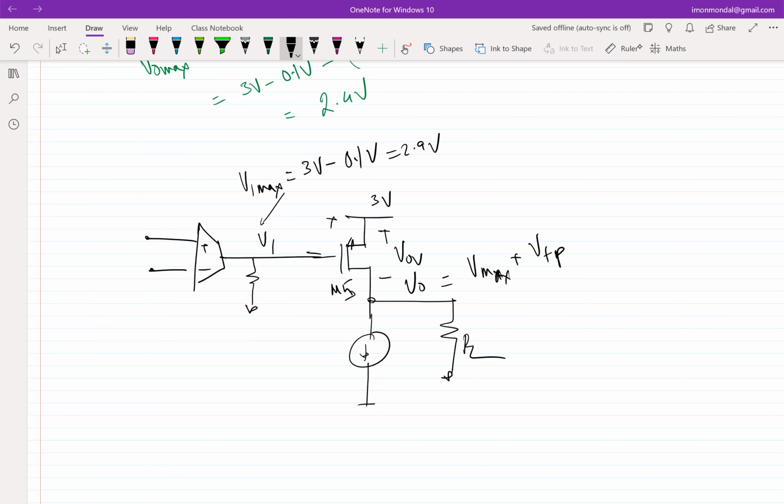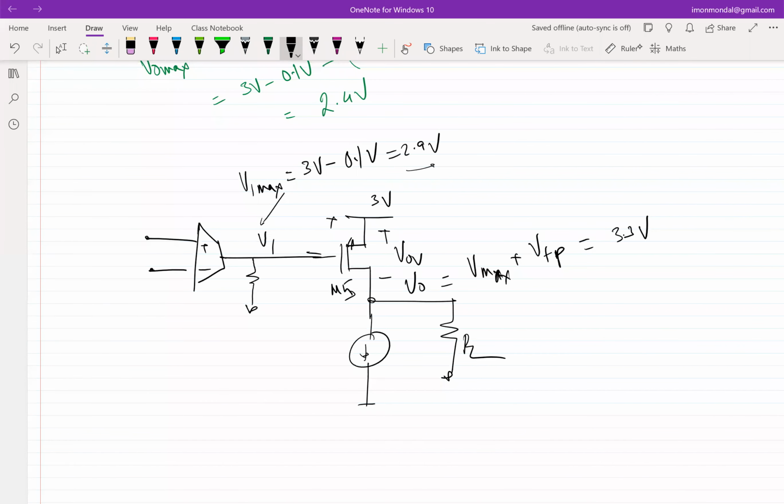Exactly, right? In the PMOS, the source is at a higher potential. So this can go to as high as 2.9 volt. In fact, not 2.9. So let me express it in this manner. If this Vmax is 2.9 and VTP is 400, so this looks like this can go up to 3.3 volt from this relation between V1 and V0.